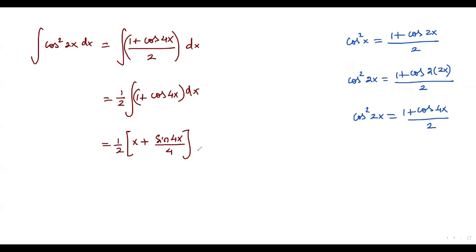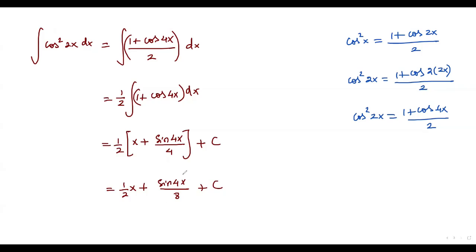We can take the constant of integration at last. If I want, I can write it over here. Otherwise, we can take it at last. Okay, now what we can do is distribute this 1 over 2 to this one and this one. Then I'm getting 1 over 2 times x positive, sine of 4x, that is 1 times sine of 4x is sine 4x, 2 times 4 is 8, positive c. Okay, now I got the result of this integration, that is integral cosine square 2x dx, that is 1 over 2 times x positive sine 4x over 8.